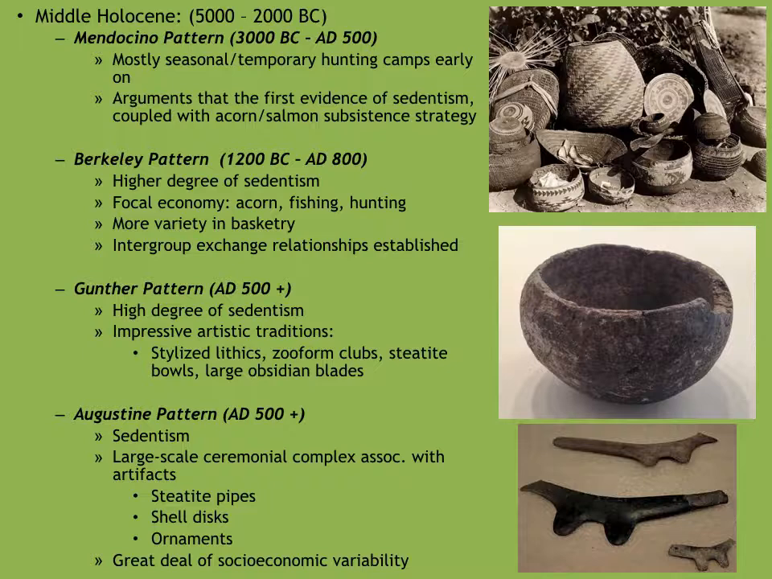from AD 500 on into the middle to later Pacific period. We see sedentism, large-scale ceremonial complexes associated with artifacts such as steatite pipes, shell discs, and ornaments. There is a greater degree of socioeconomic variability. So we see there's a larger gap between these social classes, and we see ritual play an important role.